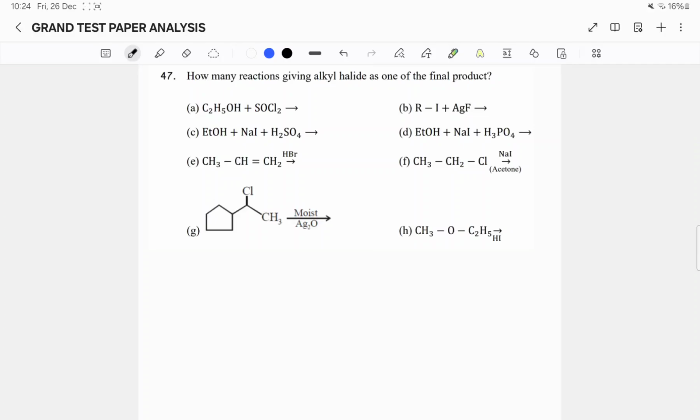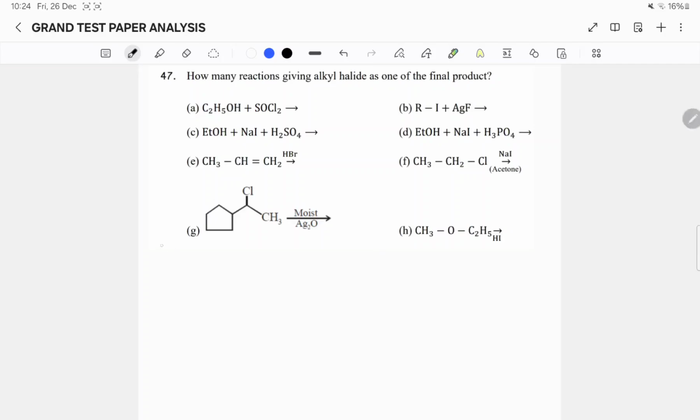In this video, students, we will discuss some very important questions from the grand test today. The question is asking how many reactions give alkyl halide as one of the products. It is a numerical type question. From the given organic compounds reacted with different reagents, we have to find how many will give the alkyl halide as the product.